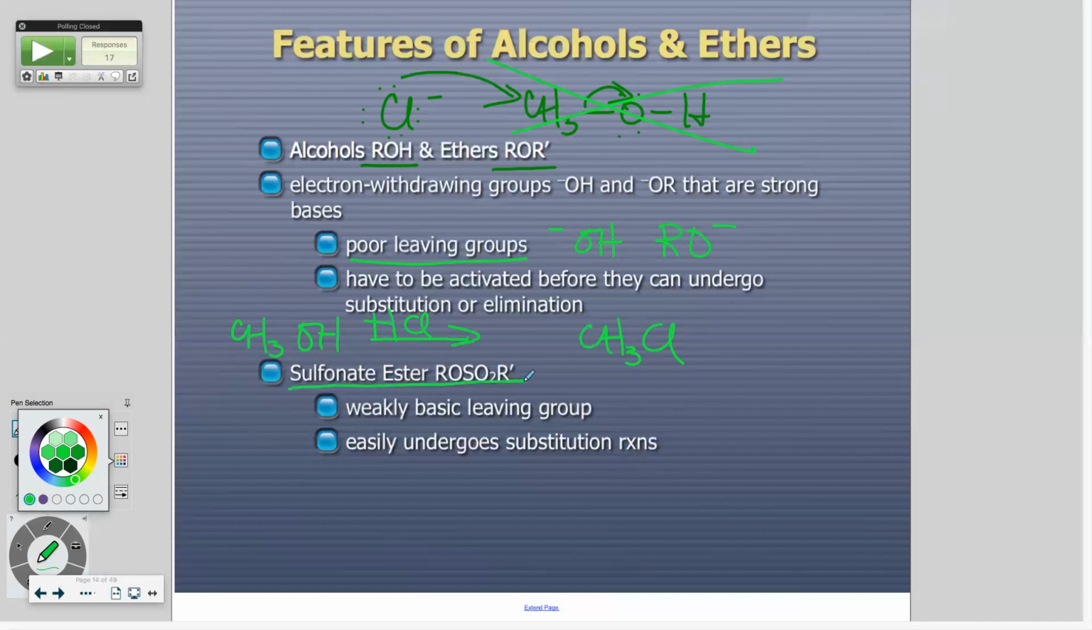Sulfonate esters are another way that you can get them to leave, okay? They are made from alcohols. You don't make them from ethers. And they're weakly basic leaving groups, and they will easily undergo substitution reactions, okay? Those get used quite a bit in basic organic synthesis.